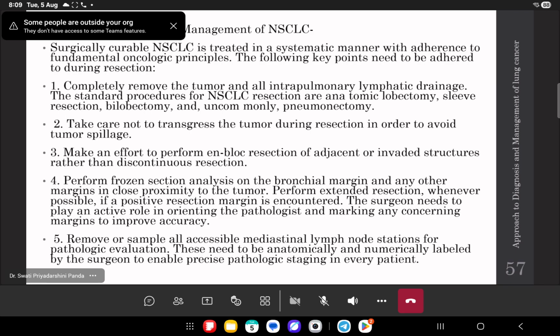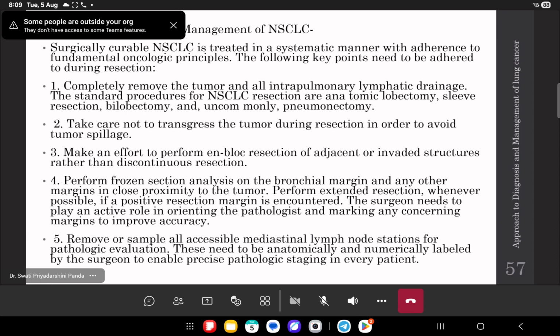Make an effort to perform en bloc resection of adjacent or invaded structures rather than discontinuous resection. Perform frozen section analysis on the bronchial margin and in any other margins in close proximity to the tumor. Perform extended resection when possible if a positive resection margin is encountered.